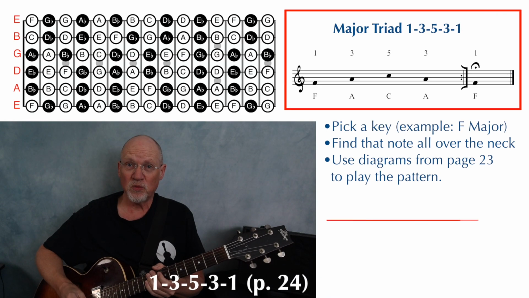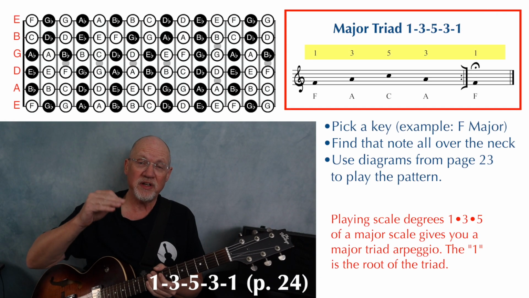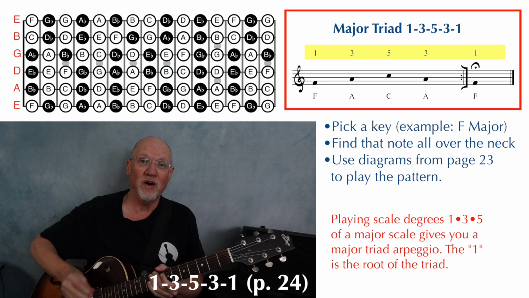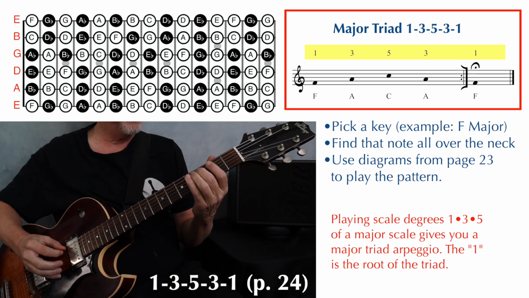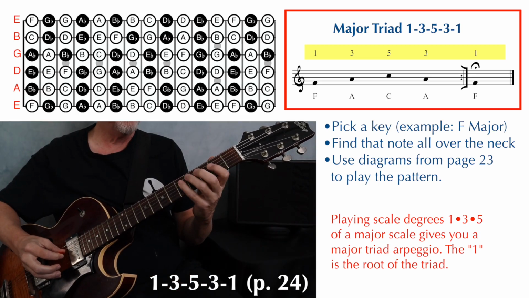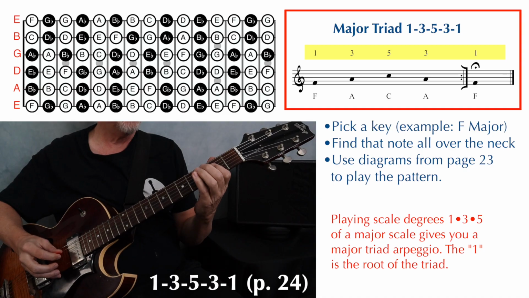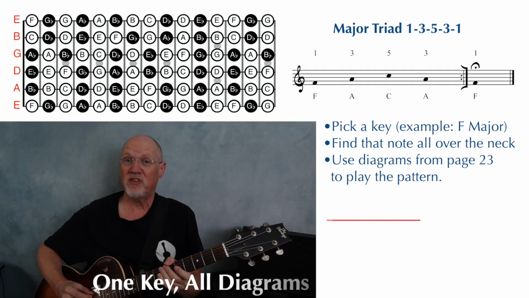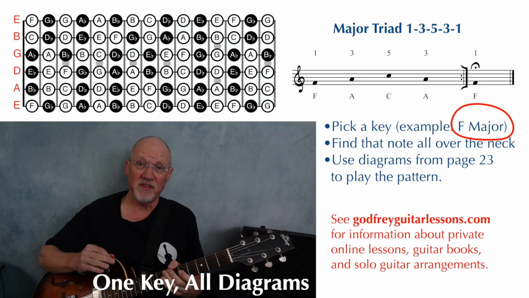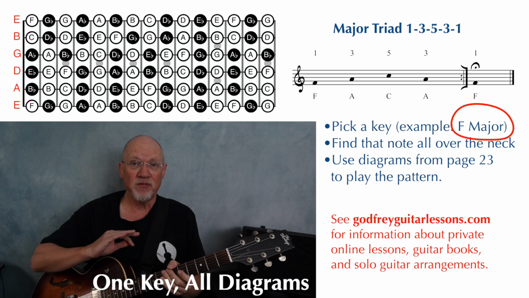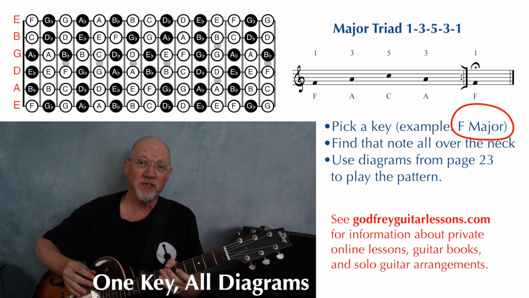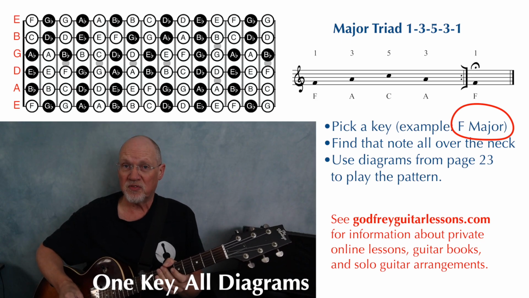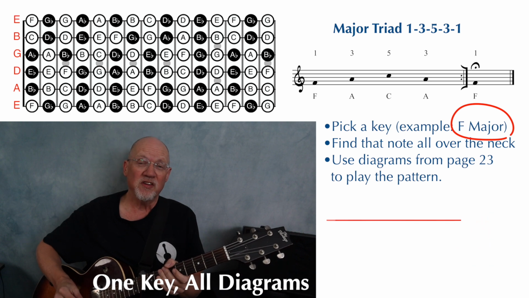In this first pattern, we're going to play scale degrees 1, 3, 5, 3, 1. That'll sound like this: 1, 3, 5, 3, and 1. What you do is you pick a key. Let's use the key of F in this lesson, and you find that F, or whatever note you chose, all over the fretboard. Use the diagrams from page 23 to play this pattern.